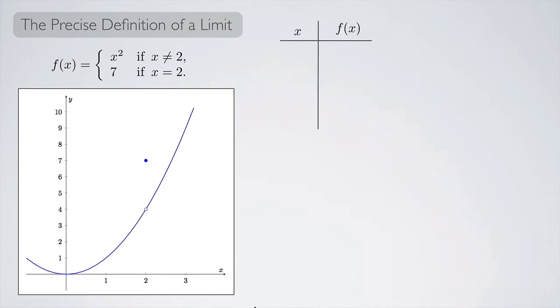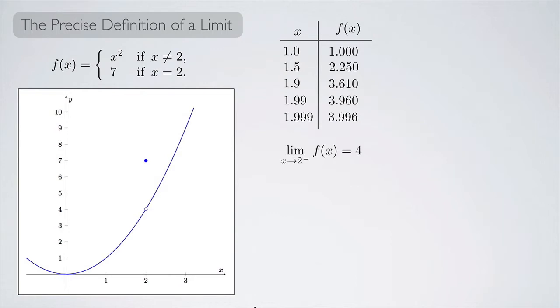And we can look at a table of values as x approaches 2 from the left. Say we have 1, then we would have 1. 1 squared is 1. 1.5, 2.25, and so on. And you can see that as x gets closer and closer to 2 from the left, the value of the function gets closer and closer to 4. This tells us that the limit as we approach 2 from the left of f of x is 4.